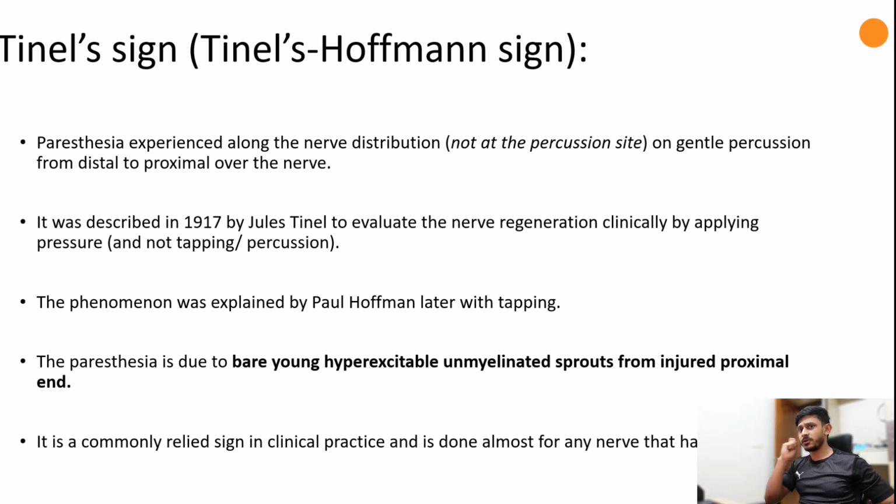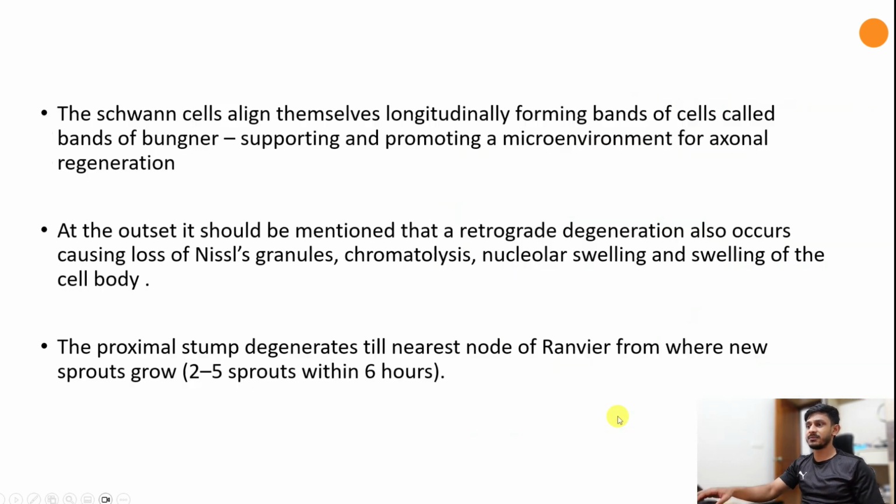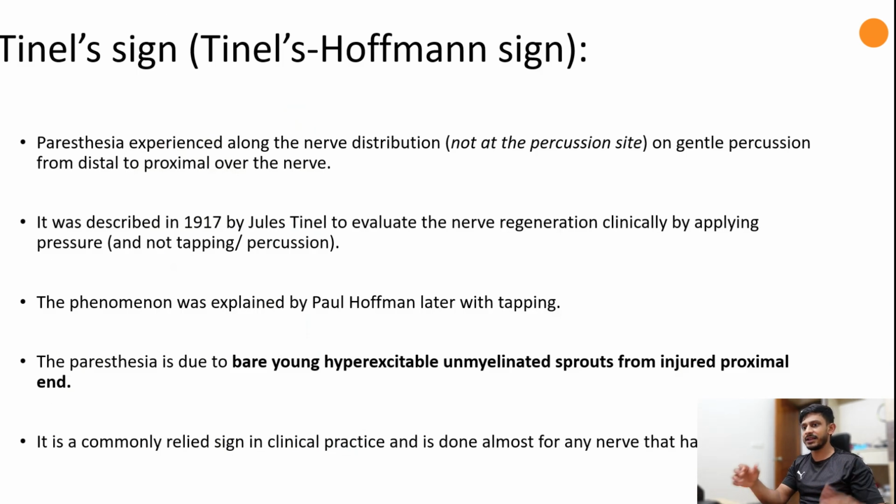The most important point about Tinel sign is it is due to bare, young, hyperexcitable, unmyelinated sprouts from the injured proximal end. So from the proximal end of the nerve, like I said, with the distal end undergoing Wallerian degeneration. From the proximal stump, there'll be some sprouts forming, and these sprouts are nothing but unmyelinated, hyperexcitable sprouts, which means even with light stimulation, they'll get excited, which is what the tapping does. By tapping, we're stimulating, exciting these young hyperexcitable nerves.